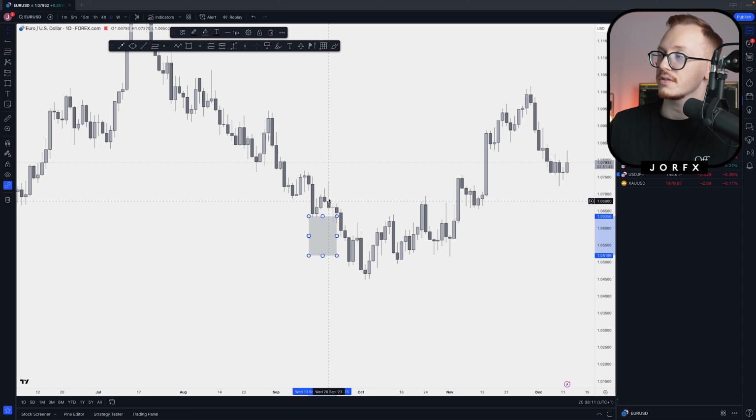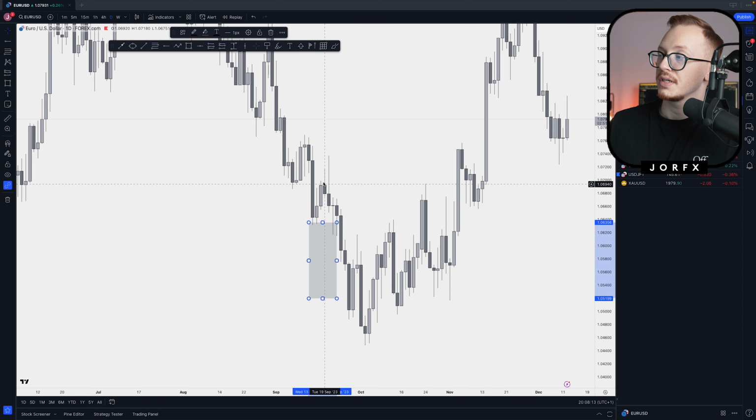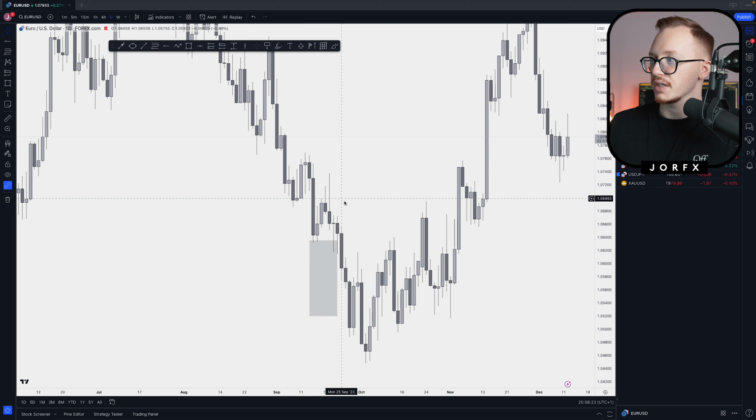This one right here. Is this an order block? It is an order block. Is this a valid order block for us? No, it isn't. There's no fair value gap created. A lot of sideways movement right here, right after the order block. So we are not touching it.